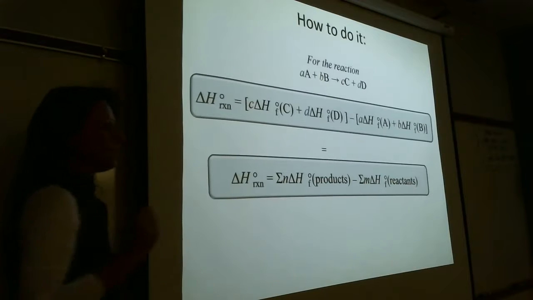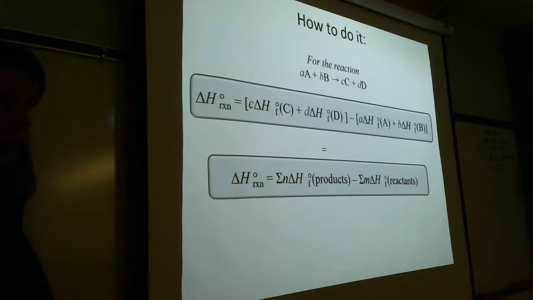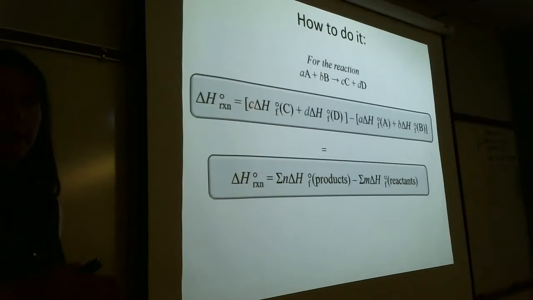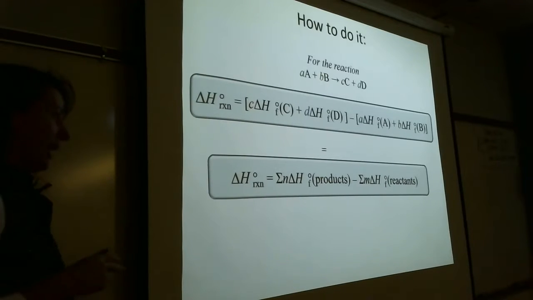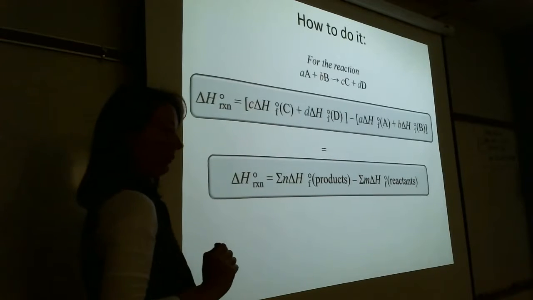It always is products minus reactants. Always. If you do it as reactants minus products, your answer will be backwards. Okay, it's products minus reactants, because delta anything is always final minus initial. And in a reaction sense, the final state is the product, and the reactant state is the initial.